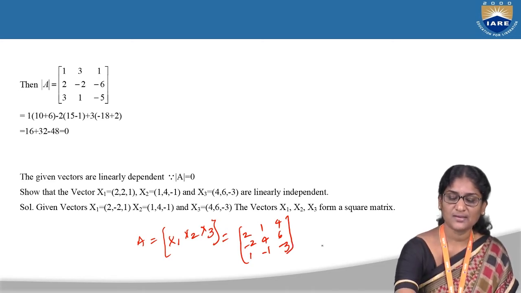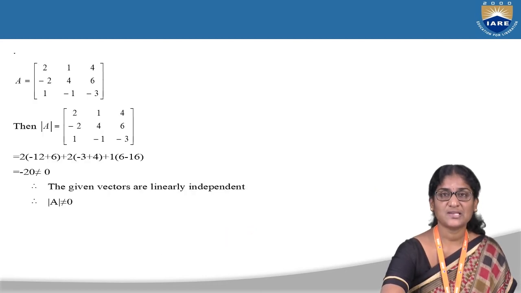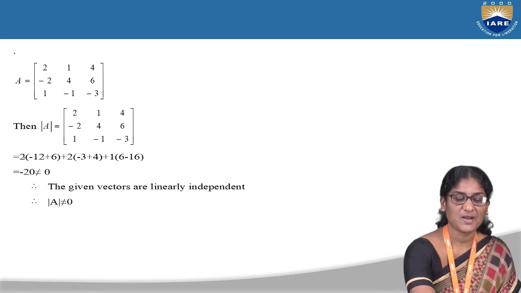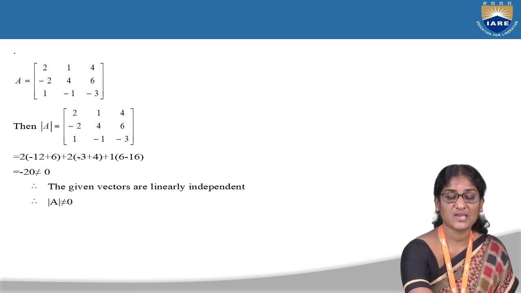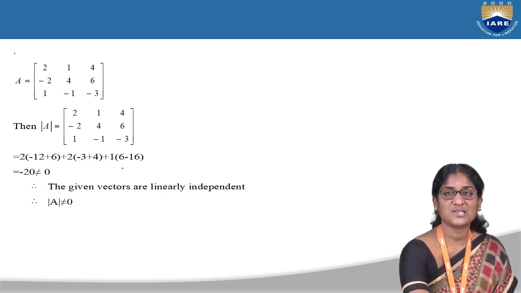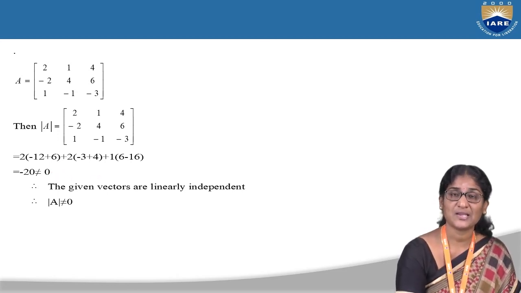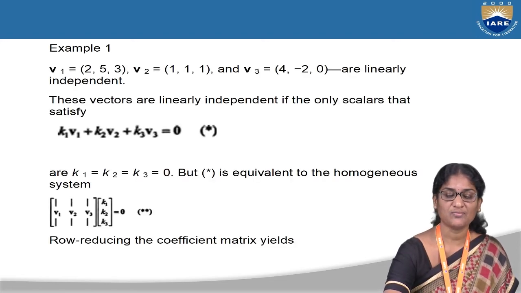Again, we need to find the determinant of the matrix to check whether it is linearly dependent or independent. So I have found the determinant of the matrix, which is nothing but 2 into -12 plus 6, plus 2 into -3 plus 4, plus 1 into 6 minus 16, which is equal to -20, which is not equal to 0. As we got a non-zero determinant, the vectors are not linearly dependent. They are linearly independent vectors. So this is how we can find it out.